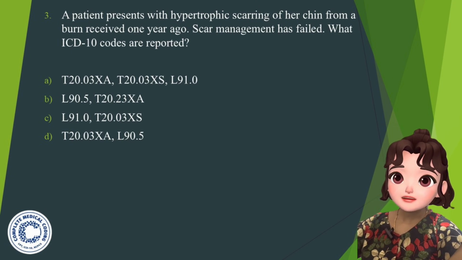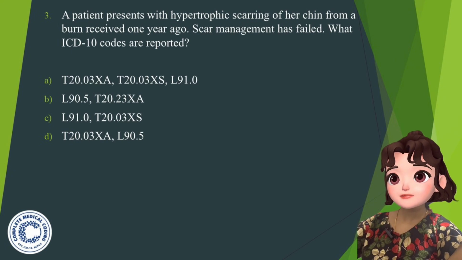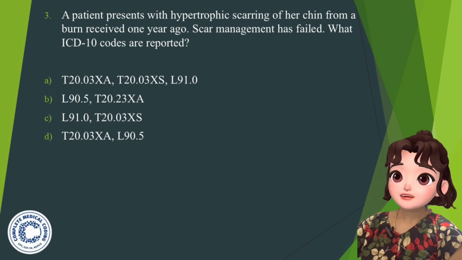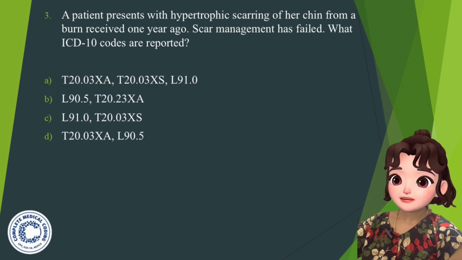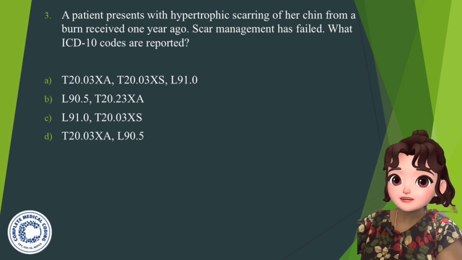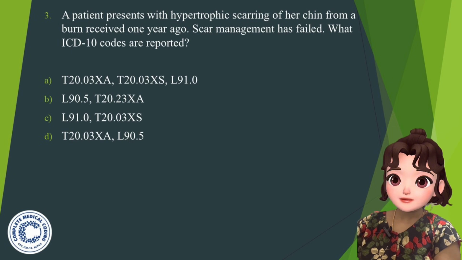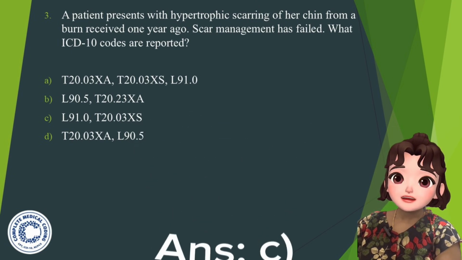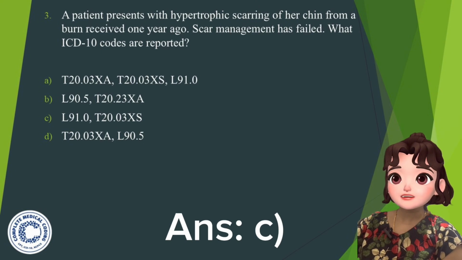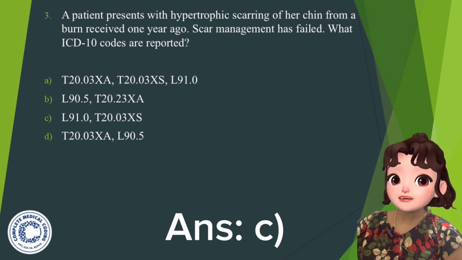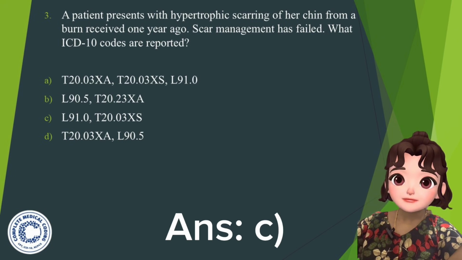Still, I will explain those codes. Let's discuss what those codes are. What is L91.0? L91.0 is hypertrophic scar. And then T20.03XS. T20.03XS represents burn of unspecified degree of chin, sequela. Yes, here the degree of the burn is not mentioned, so unspecified degree, sequela. So the answer here is option C. L91.0 for the hypertrophic scar, and then T20.03XS, which represents the unspecified degree of burn of chin, sequela. Alright.